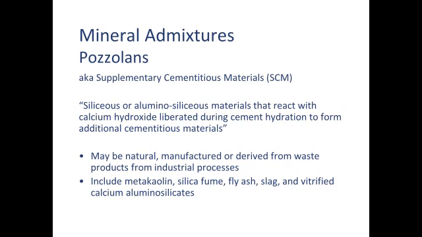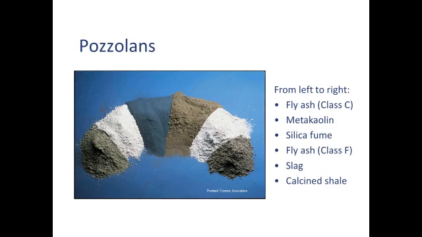Some of them are natural materials, some of them are manufactured, some of them are processed waste products where they're more controlled, and some are waste products that are used with virtually no processing at all. The ones I'm going to touch on are metakaolin, silica fume, fly ash, slag, and vitrified calcium aluminosilicates, also known as VCAS. There are similar products like VCAS, but I'm going to focus on VCAS. So this is kind of what they look like.